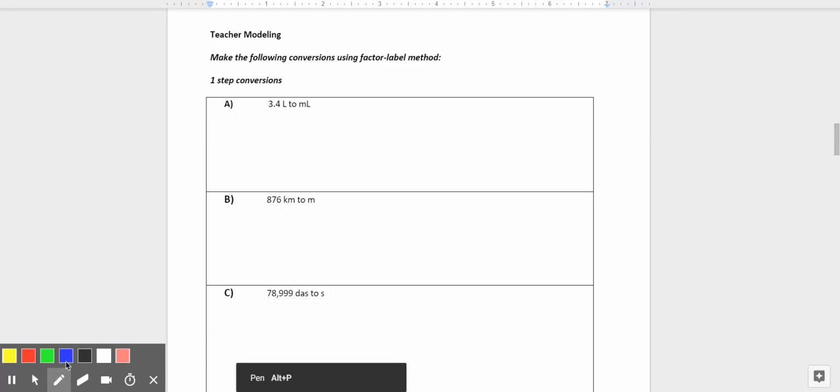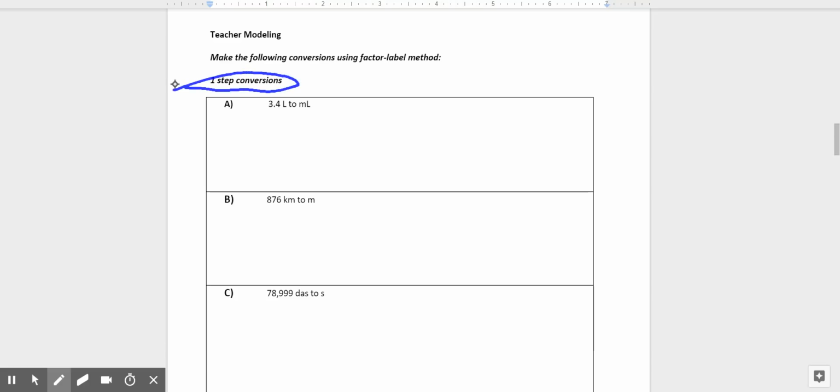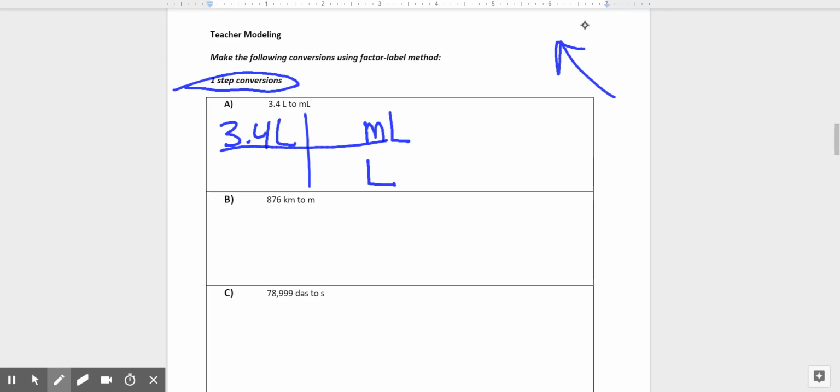I assume that you completed the paper above, and now we're going to talk about how to do simple one-step conversions. If you have 3.4 liters, how many milliliters is that? So you're going to set it up like this: write what you're given on the top left, and write the unit that you're trying to get rid of. We don't want it to be in liters, we want it to be in milliliters, on the bottom. The unit that we're converting to, milliliters, goes on top, and then we use our conversion fact that you just made on that paper that you can look at.